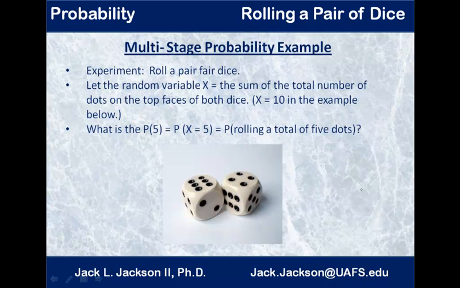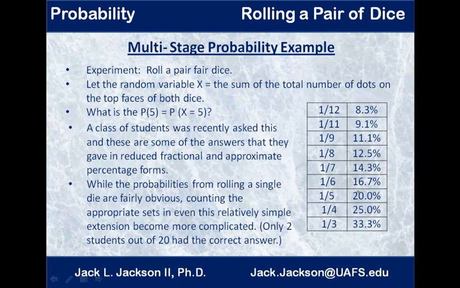Okay, this is a little bit more difficult, isn't it? We did this in class recently with a class of students, and these are answers that they came up with: a third, a fourth, 1/5, 1/6, 1/7, 1/8, 1/9, 1/11, 1/12. And here are percentages that go along with those, at least approximately. Well, which one's right? Are any of them right?